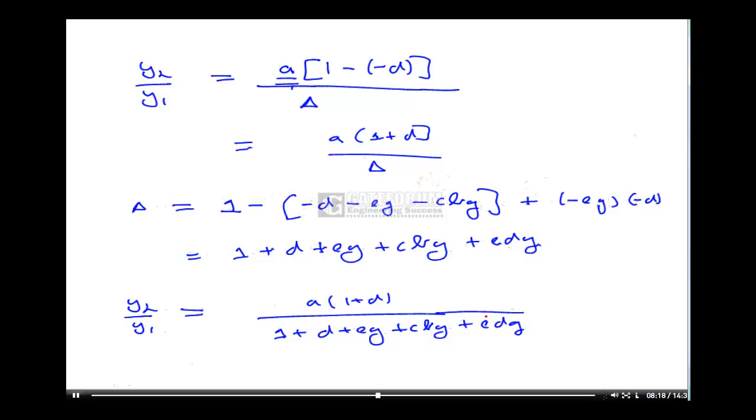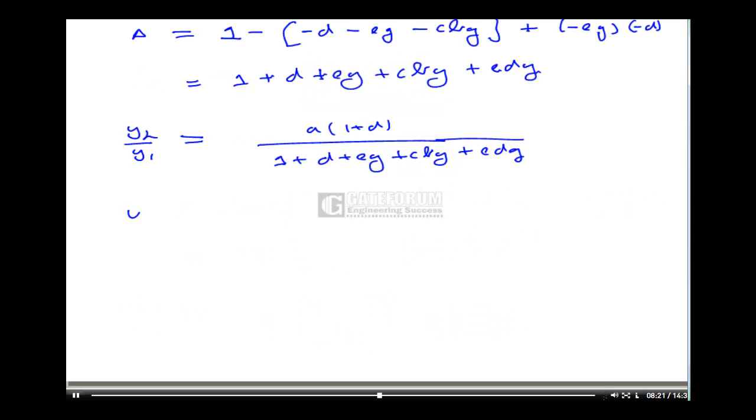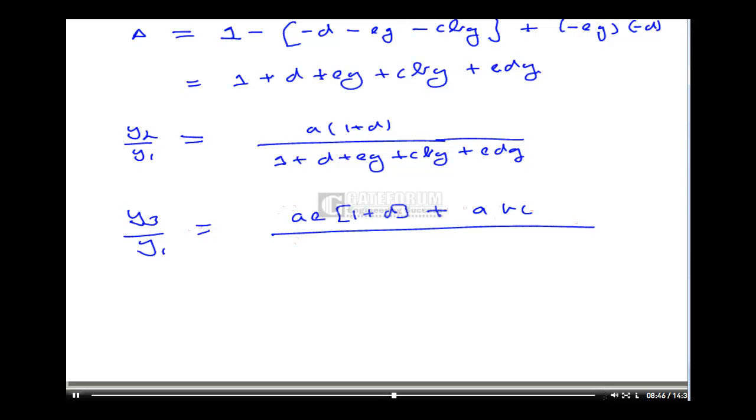Similarly, this delta will remain the same. Now next, to find y3 by y1, delta will remain the same, only the forward paths will change. For y3 by y1, one forward path is A E, again with the same 1 plus d, and another forward path is A B C. The denominator will remain the same, 1 plus d plus eg plus cbg plus edg. So this is the solution for the problem.